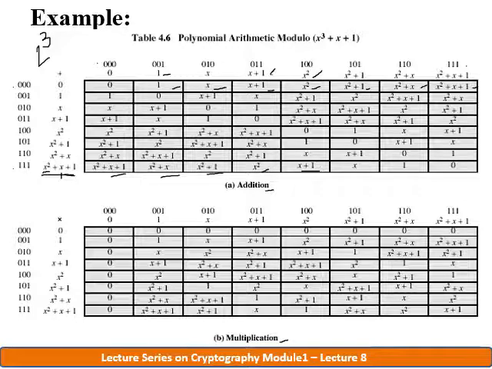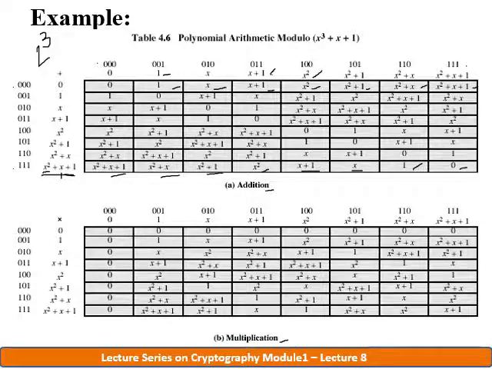Then x square plus 1 is XORed with x square plus x plus 1. Then x square and 1 will be canceled and we are left with x. And finally x square plus x plus 1 is XORed with x square plus x. There x square and x will be canceled and we are left with 1. And finally x square plus x plus 1 with x square plus x plus 1, both will be canceled and the result is 0. So that's how the polynomial addition is carried out in this fashion.